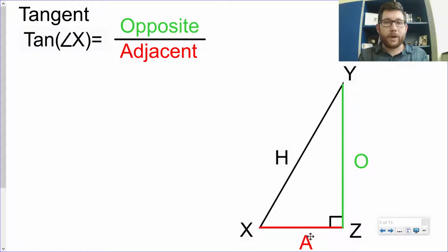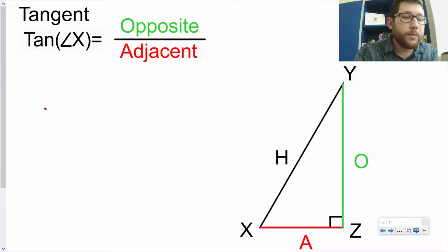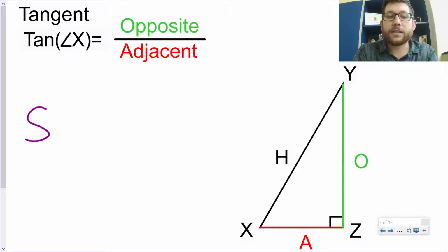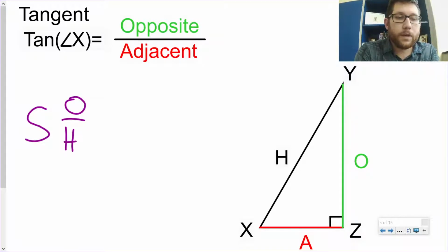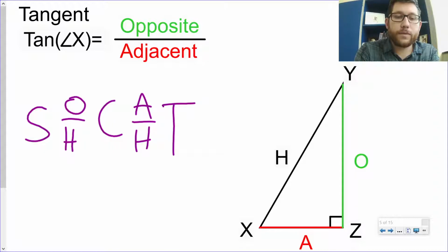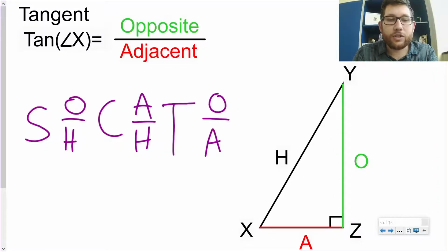Sine is opposite over hypotenuse, cosine is adjacent over hypotenuse, tangent is opposite over adjacent. All right, now if we write that all out, my sine, I'll just abbreviate as S, is equal to O over H, right? My cosine is equal to A over H, and then my tangent is equal to O over A. And what that ends up spelling is SOHCAHTOA. That's what people say to remember the different trig ratios.